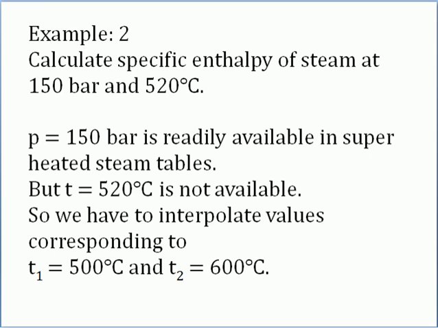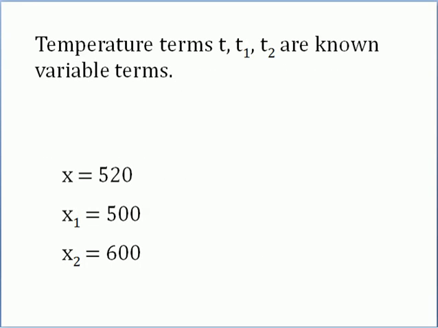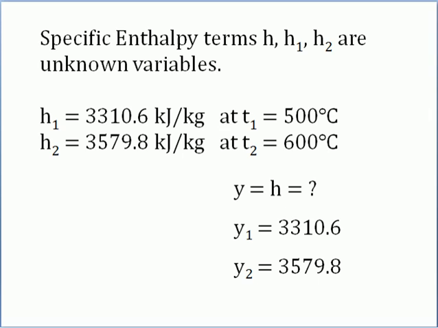Now we go to example 2. Calculate the specific enthalpy of steam at 150 bar and 520 degrees Celsius. In steam tables, the pressure 150 bar is readily available in the superheated steam tables, but temperature 520 degrees Celsius is not available. So we have to interpolate values corresponding to the lower temperature 500 degrees Celsius and the higher temperature 600 degrees Celsius, because 520 falls in between them. The temperature terms T, T1, T2 are known variable terms. Therefore, x is equal to 520, x1 is equal to 500 and x2 is equal to 600. x1 and x2 are the lower and higher terms respectively.